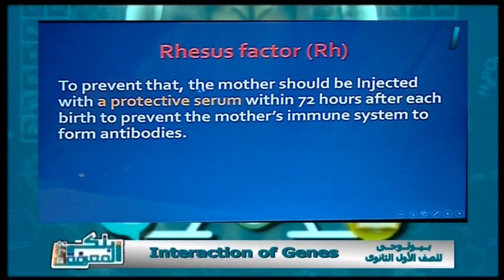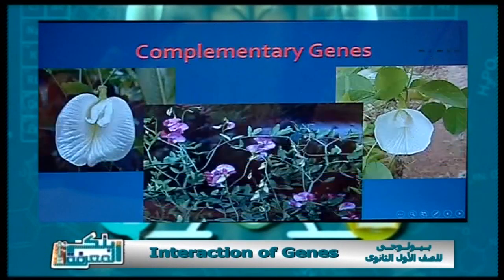To prevent that, the mother should be injected with a protective serum within 72 hours after each birth to prevent the mother's immune system from forming the antibodies. So after each delivery, the mother should be injected with this protective serum, and the next fetus will be safe from death.